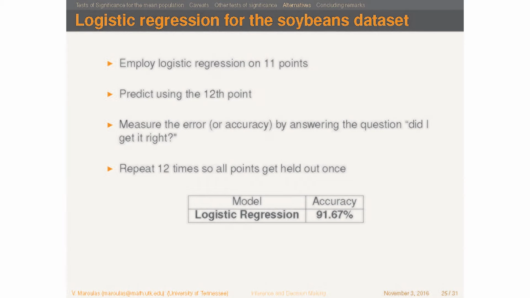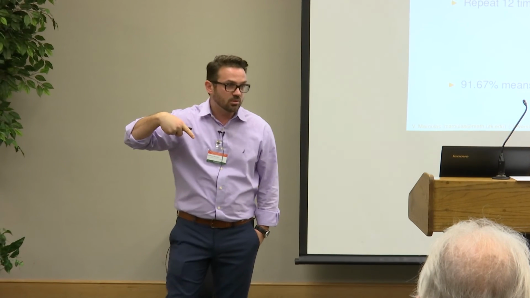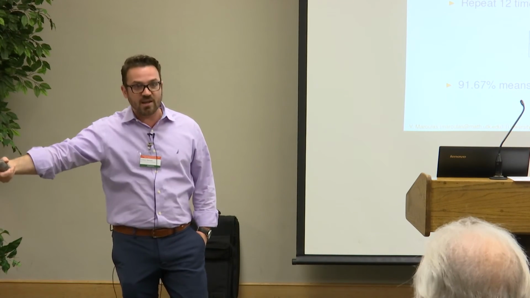If you do that, you're getting an accuracy of 91.67%. And 91.67% means that 11 out of the 12 times, I got it right. I predicted that the 12th point that I held out belongs to the right disease class.